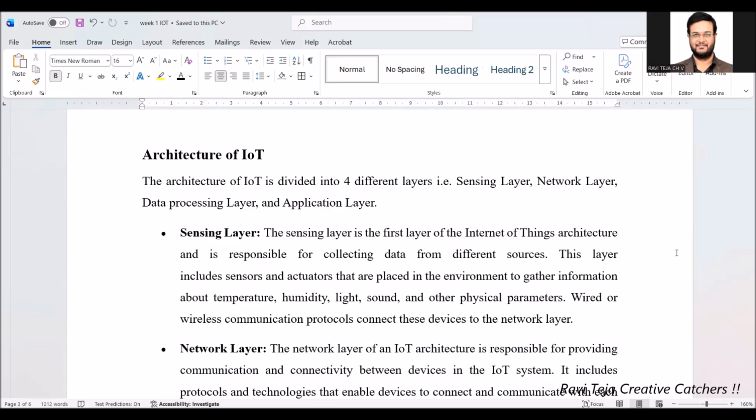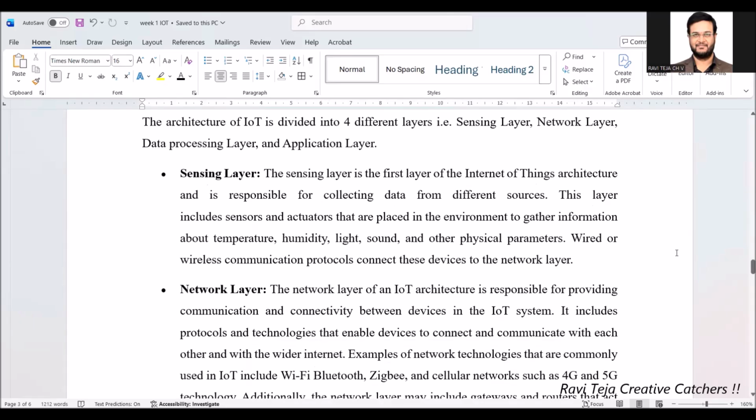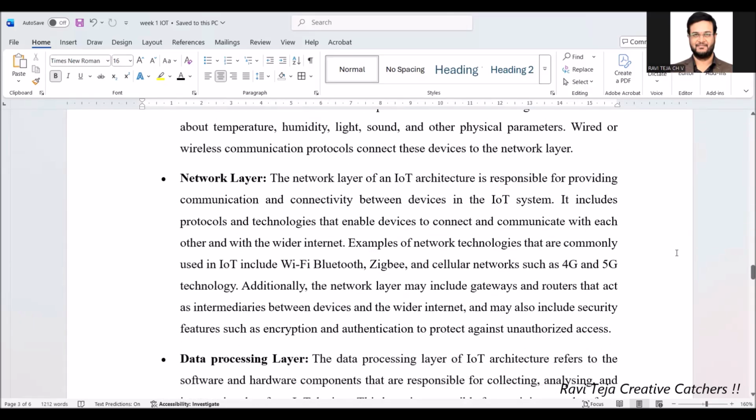Okay. Coming to the sensing layer. The sensing layer is the first layer of the IoT architecture, which is responsible for collecting data from different sources. This layer is equipped with different types of sensors, which can gather information about temperature, humidity, light, sound, or any kind of physical parameters. Now coming to the network layer. The network layer of an IoT architecture is mainly responsible for providing communication and connectivity between the devices in the IoT system.